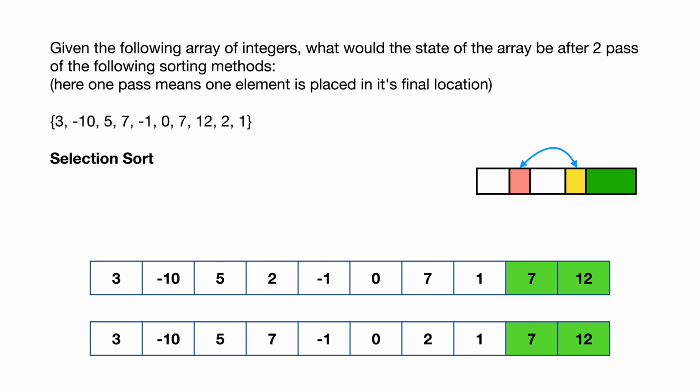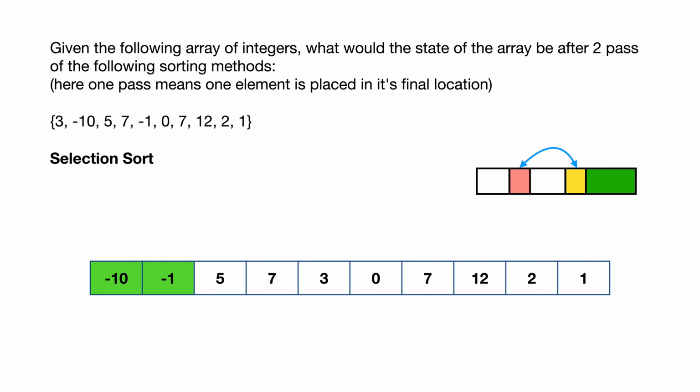I think some people implemented it where you put the positions at the front and you look for the minimum. In that case, this is the solution that it would have been. You would have found the negative 10 and swapped it with 3. And then you would have found the negative 1 and swapped it with 3. So that's why 3 ends up where the negative 1 was, negative 1 ends up where the negative 10 was, and negative 10 ends up at the beginning.